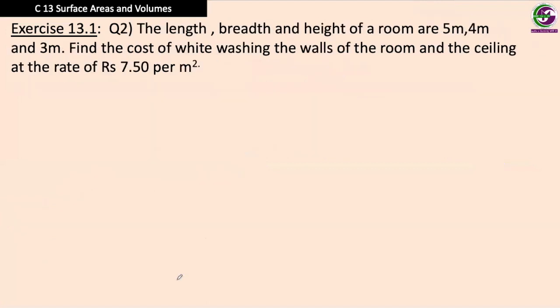Let's see the next question. Length, breadth, and height of a room are 5, 4, and 3. So the length is 5. We can't change it. It is important. Breadth is 4 and the height is 3. Find the cost of whitewashing the walls of the room and the ceiling, which means we have to ignore the floor. Once again, length and breadth is ignored.